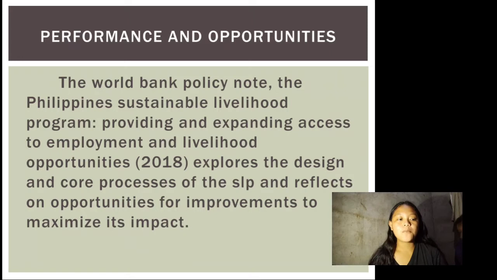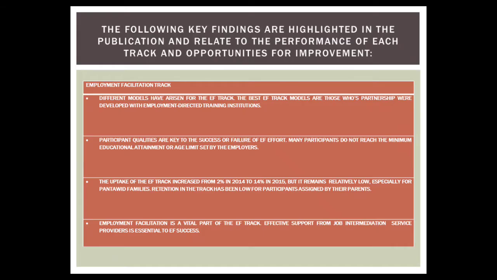Next is the performance and opportunities. The World Bank policy note, The Philippine Sustainable Livelihood Program: Providing and Expanding Access to Employment and Livelihood Opportunities in 2018, explores the design and core processes of the Sustainable Livelihood Program and reflects on opportunities for improvements to maximize its impact. The following key findings are highlighted in the publication and relate to the performance of each track and opportunities for improvement. Let's talk about the first track of the Sustainable Livelihood Program, which is the Employment Facilitation track.